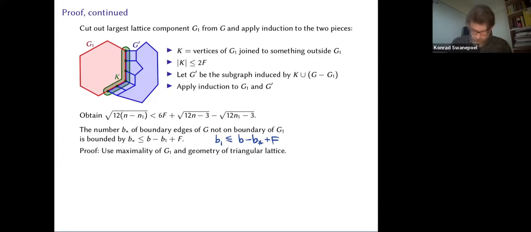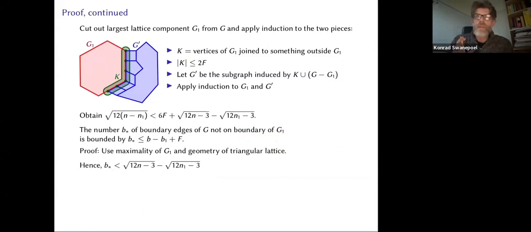Okay, but so now, remember we already have an upper bound for B, a lower bound for B1. So the upper bound for B was, it was this. We already had a lower bound also like that, or looking almost like that for B1. Putting all of this together, we get a very nice upper bound for the number of boundary edges not on the boundary of the lattice, of the largest lattice component. It's nice because it also involves N1. So the bigger N1 becomes, the better this inequality becomes.